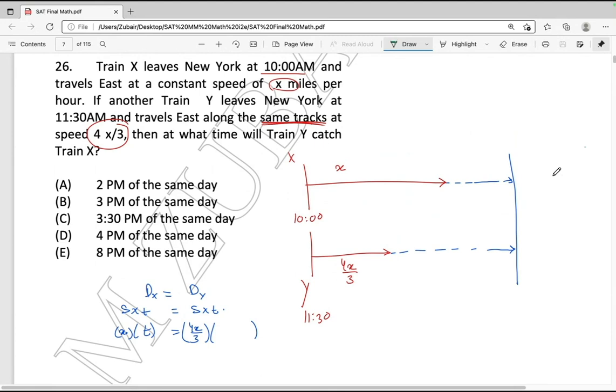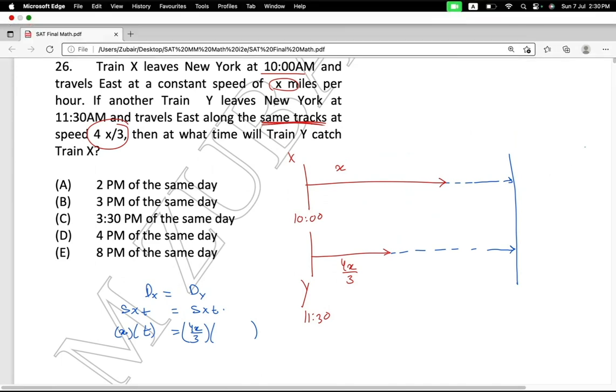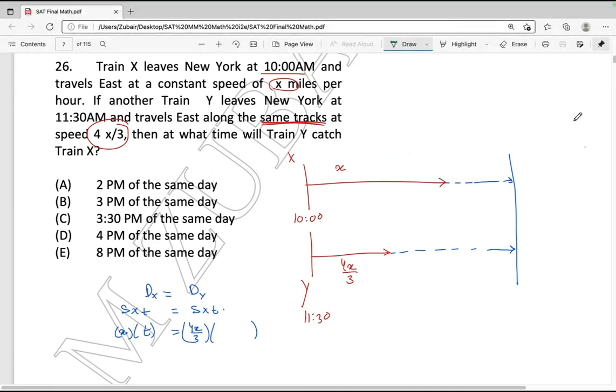Mohammed, thinking. Yeah, I'm doing it. Can you just tell me what time you will use for train Y? What do you mean by what time? Like for train X, I'm using the symbol T. So I need to know what time we will substitute for train Y.